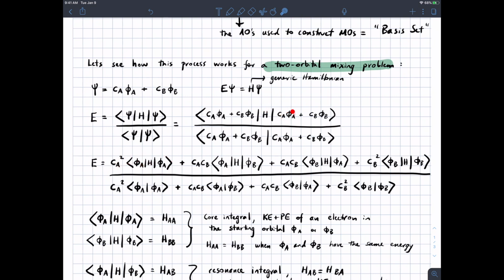The Hamiltonian applied to CA phi A, then multiplied by CA phi A. The integral stays here. Both CA constants come out front, and you get CA squared. All right? And then each of the rest of these terms, CA, CB times the integral of the Hamiltonian of phi B multiplied by phi A, and CA, CB, this time phi B is in front and phi A is here, and then a CB squared term. Sort of see where that's coming from, okay?